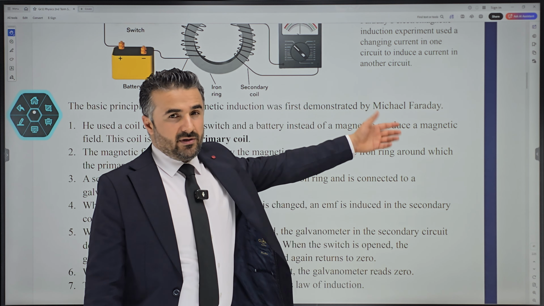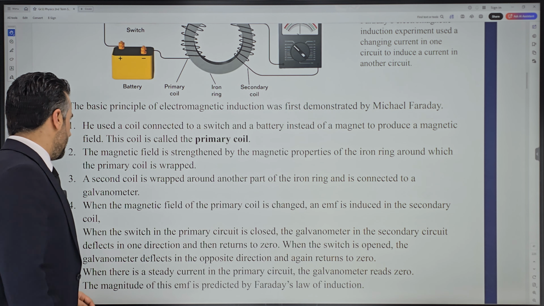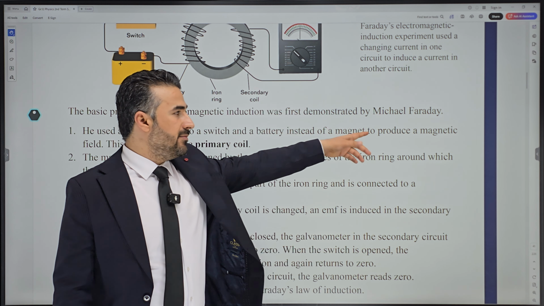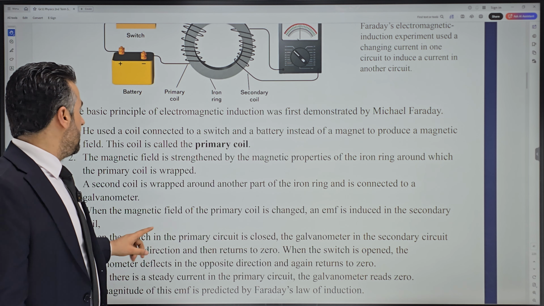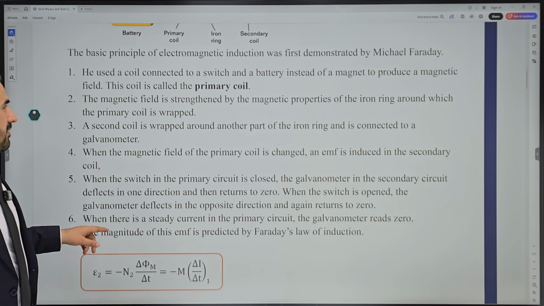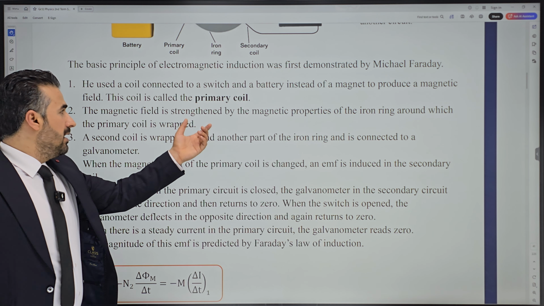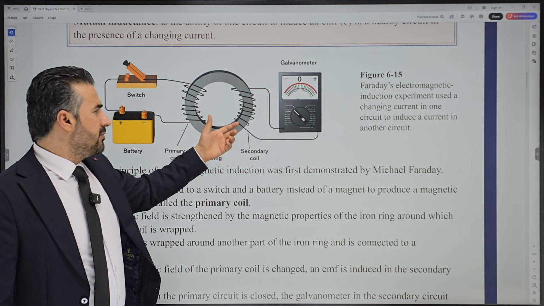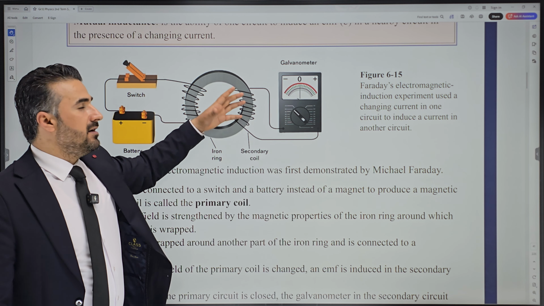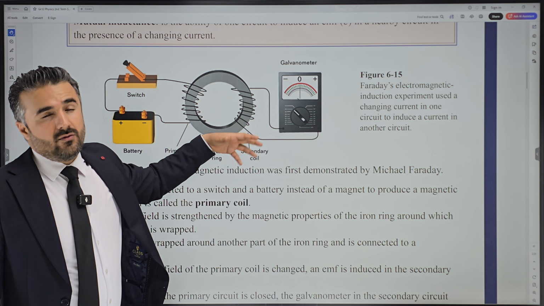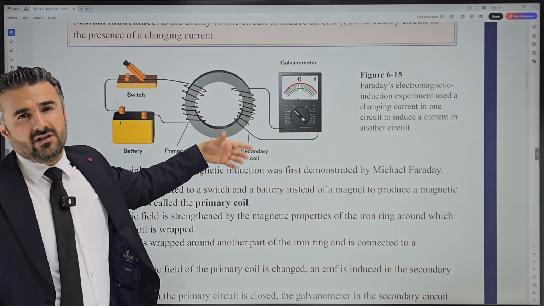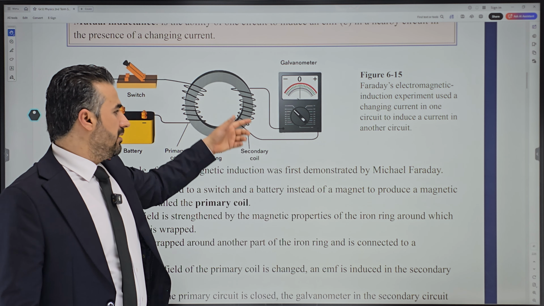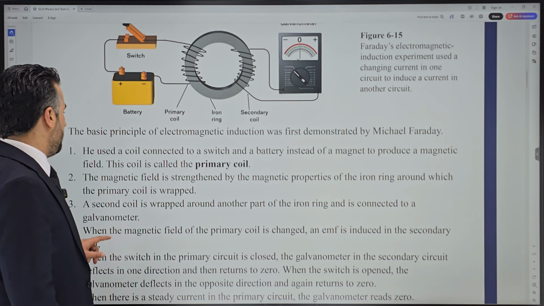It was demonstrated by Michael Faraday, or just Faraday, you can say that. The coil is connected to a switch and a battery, instead of a magnet, to produce a magnetic field. This coil is called the primary coil. The magnetic field is strengthened by the iron ring, which basically transfers the magnetic field of this coil into the other one, besides making it stronger.